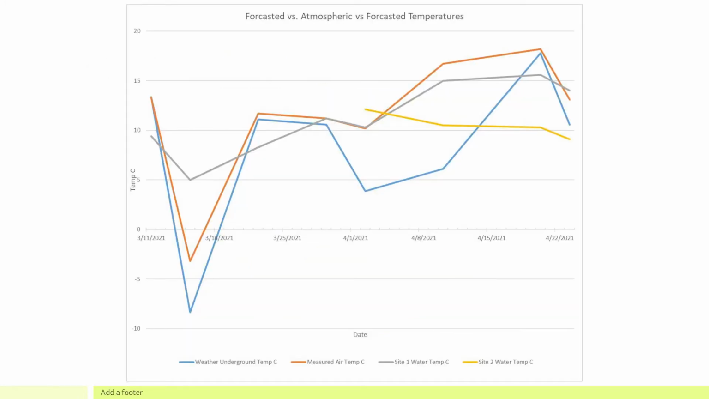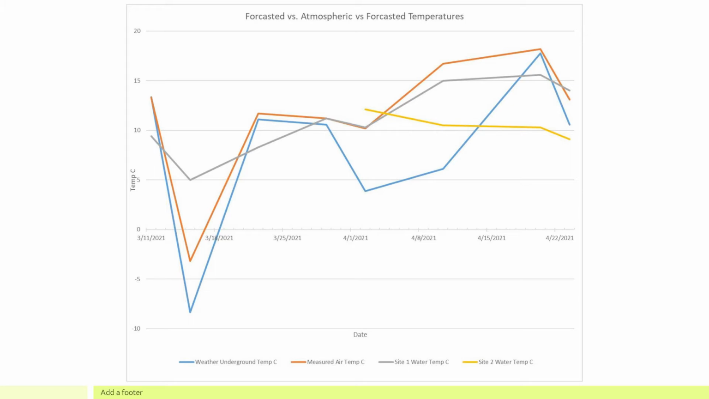The first graph we have is the forecasted versus atmospheric temperatures. Additionally, water temperature is graphed. The blue line is the Weather Underground temperature in Celsius. The orange line is the measured air temperature. The gray line is Site A's water temperature, and the yellow line is Site B's water temperature.